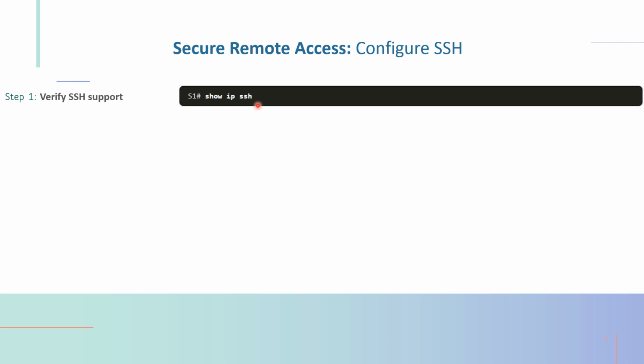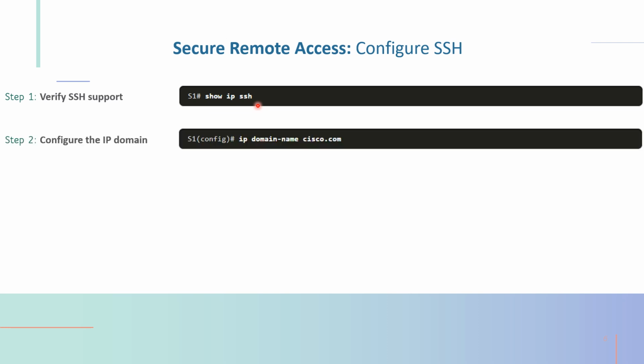And step 2 will be to configure the IP domain of the network by using the ip domain-name command followed by the domain name in global configuration mode. And in this case, we are using the domain name cisco.com.